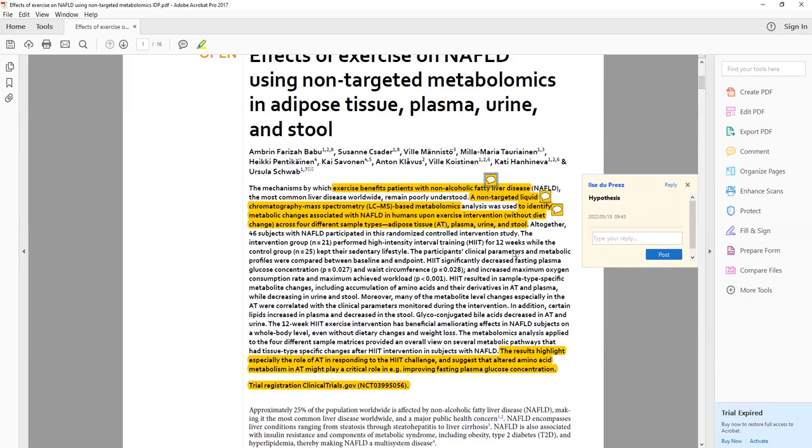So the aim of the study is to identify metabolic changes associated with NAFLD in humans upon exercise intervention without diet change across 4 sample types: adipose tissue, that's fat tissue, plasma, urine, and stool. And the approach they're going to follow will be untargeted LCMS analysis.